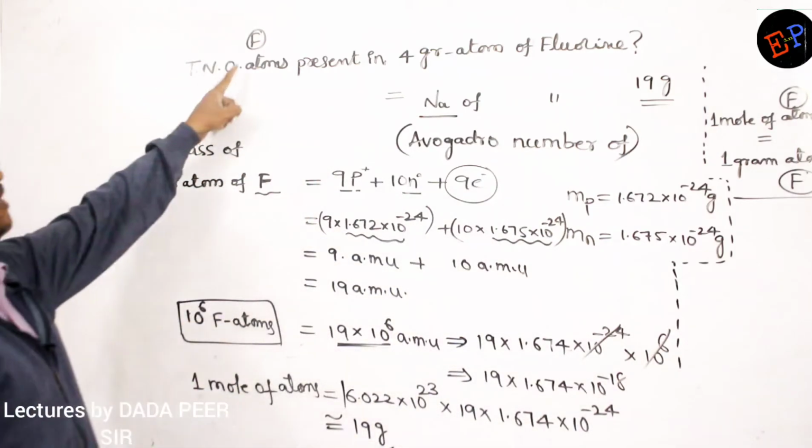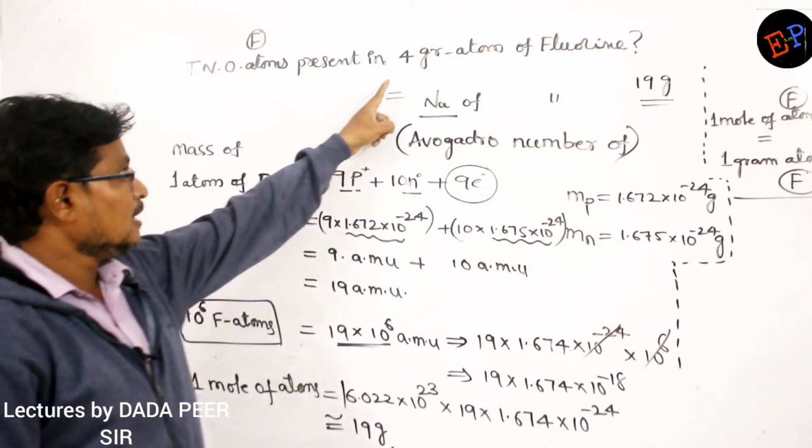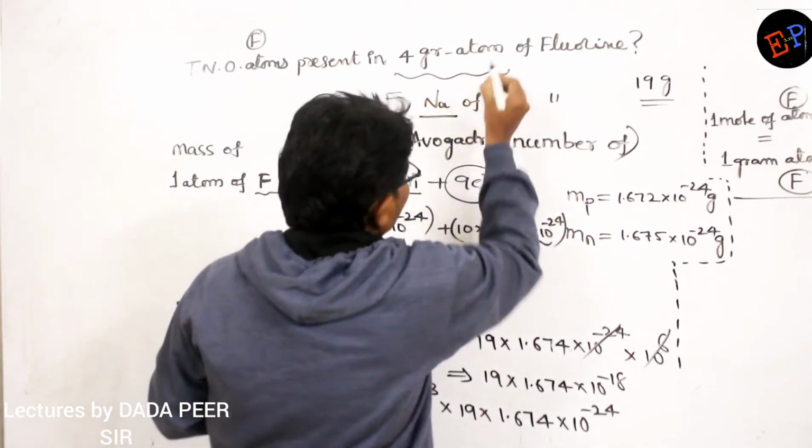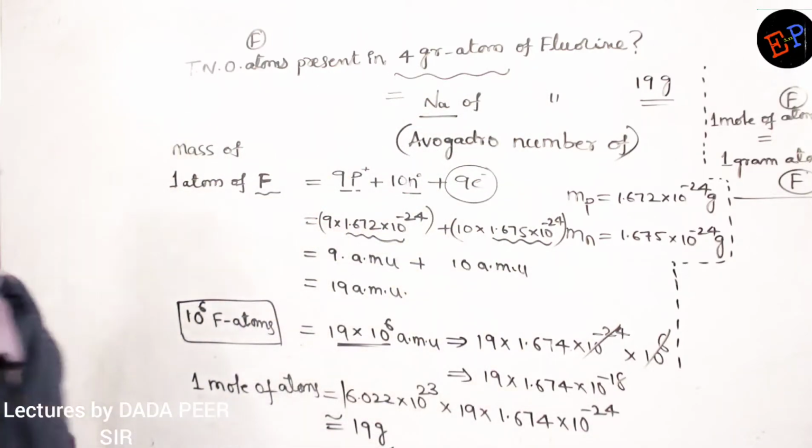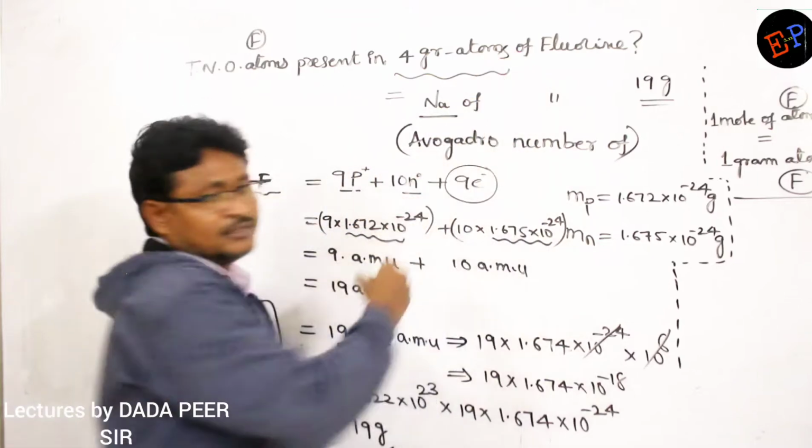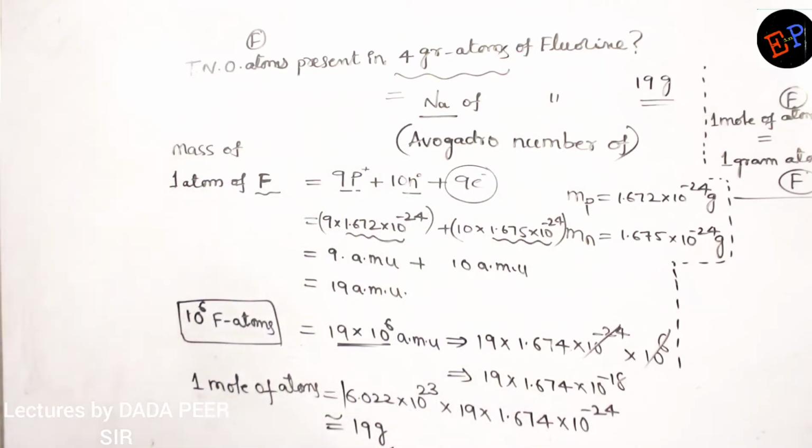Calculate the total number of fluorine atoms present in how many gram atoms of fluorine? 4 gram atoms of fluorine. Maybe you can add S, it's not a mistake. Now calculate, do it fast.